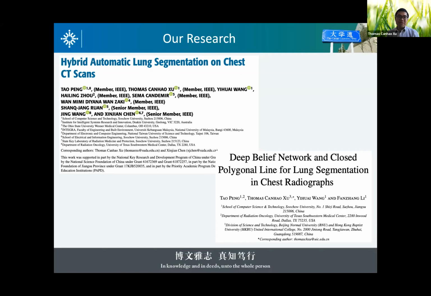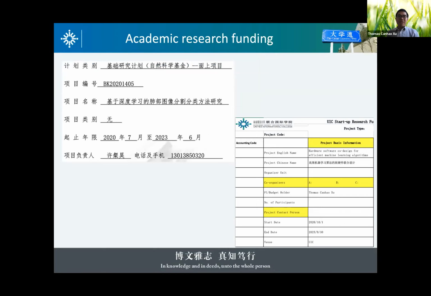So only a few percent, or even less than 1%, of the accuracy. So that's the research we have, and we also get some funding from academics. For example, we have one funding starting from July 2020 for 3 years, and this one is image segmentation and classification for lung images based on deep learning. This is one of the general funds from the Natural Science Foundation.